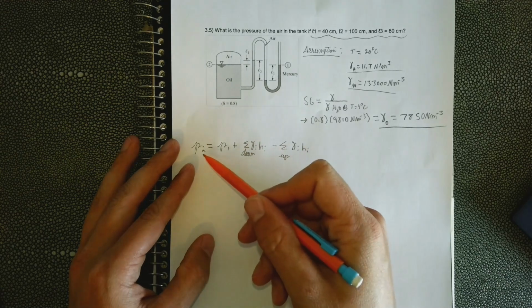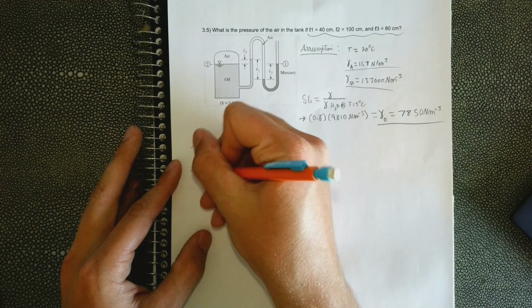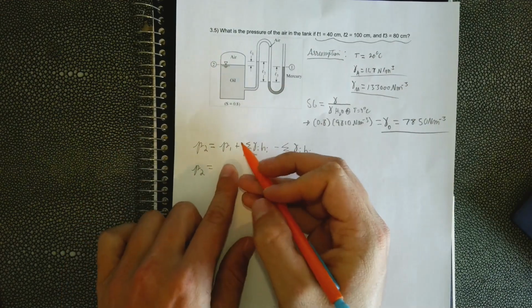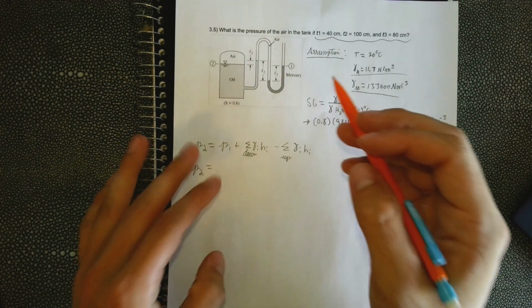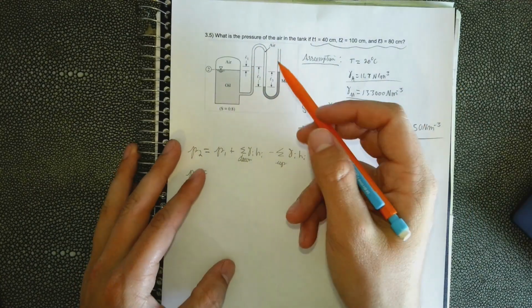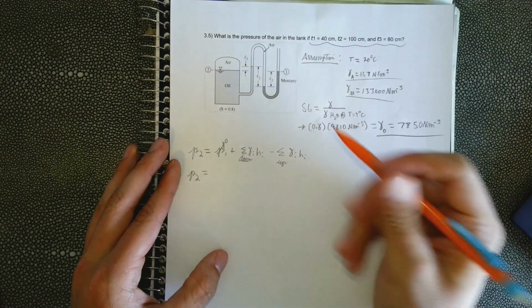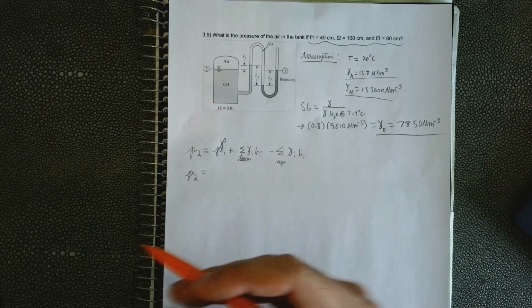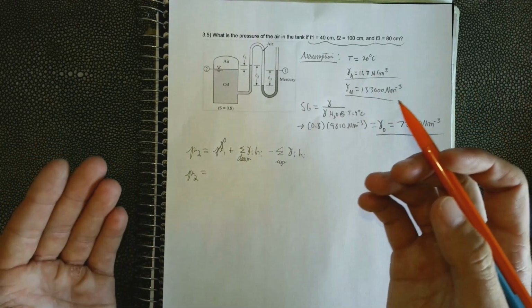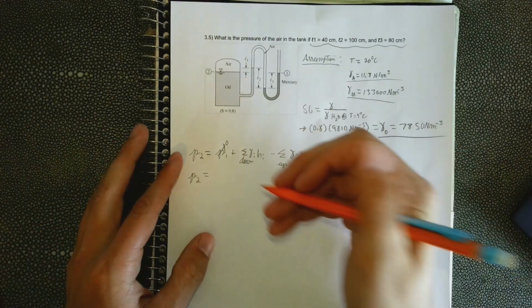We're finding pressure 2, and this is the formula. We know we're looking at gauge pressure, because in the textbook, if the question doesn't specify absolute pressure, just always assume gauge. So we're finding the gauge. We know that pressure 1, the pressure at this point, is 0 gauge, because it's exposed to the atmosphere. There's no pressure, it's just the atmospheric pressure. So it's zero pressure gauge.